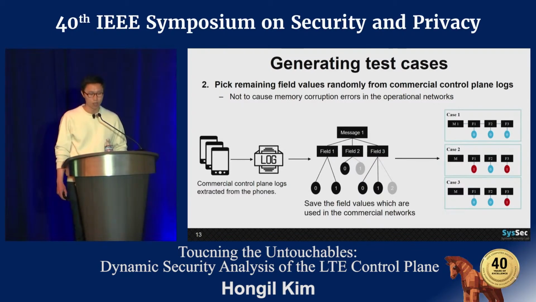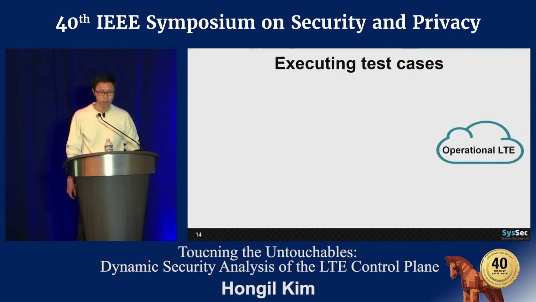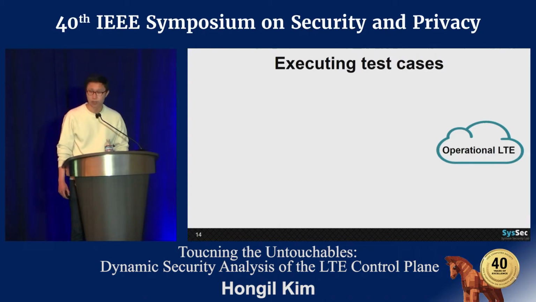First, we extracted commercial control plane logs from the phones over the air and saved the field values which are only used in the commercial network. And then we just randomly pick those values. By doing this, we won't cause any memory corruption errors, or at least we hoped it won't happen. And then we generate test cases.